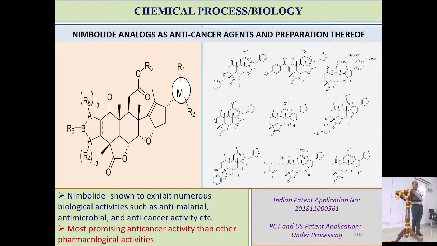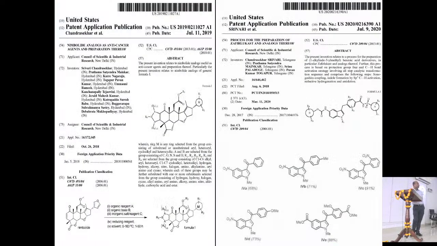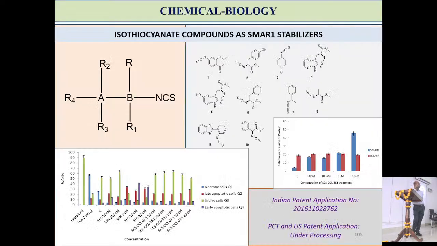This is the nuclear analogs which I just mentioned in my class. These are the 9 or 10 different analogs. And these are the patents. This is the nuclear patent. This is the other one. HCAP inhibitors. So this is another work.